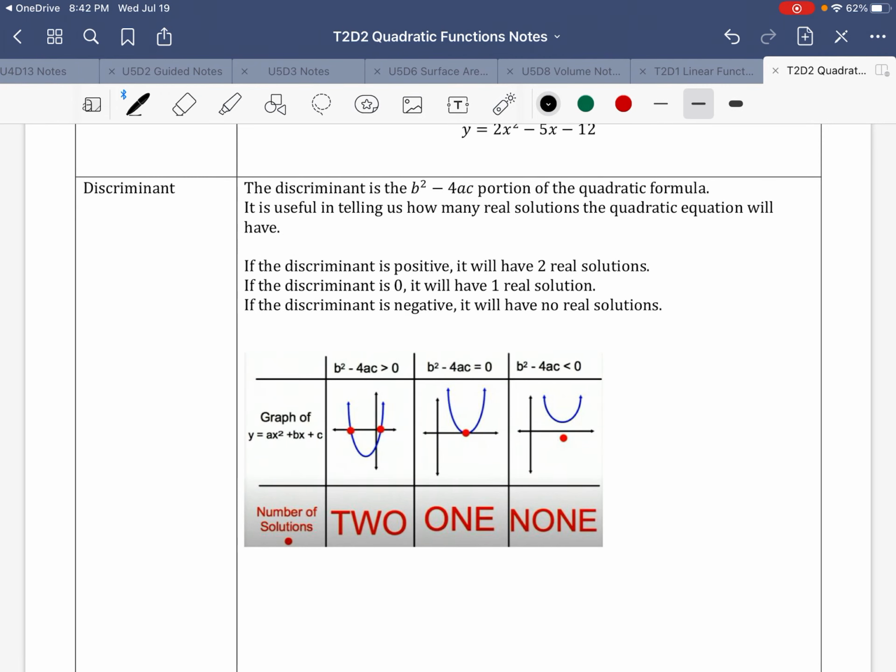Now the discriminant is a portion of the quadratic formula. It is your b squared minus 4ac. And it will tell you how many real solutions a quadratic function has. All right, so if the discriminant is a positive value, you have 2 real solutions.